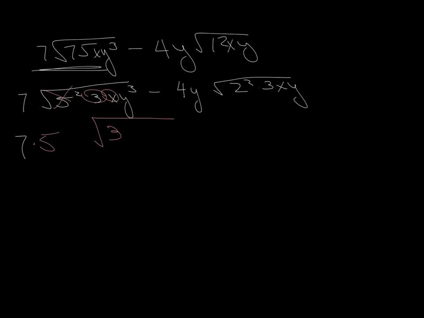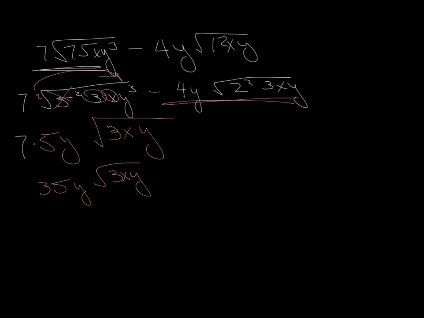I've got an x there. No exponent. Can't do anything with it. 2 goes into 3 one time with 1 left over. Okay, so when I put these together, 35y square root of 3xy. Okay?